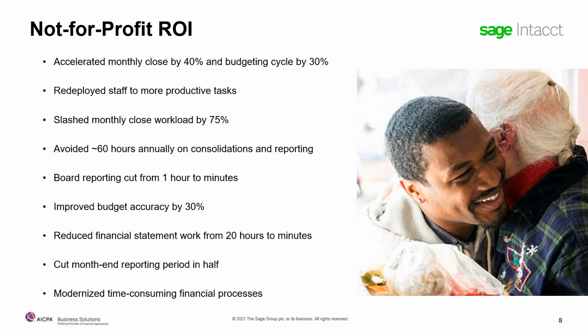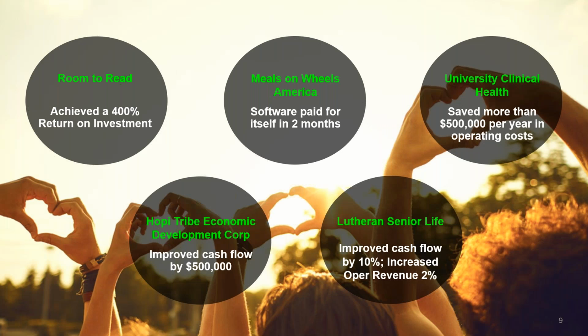75%, and you can avoid about 60 hours of manual work consolidating information and reporting it that you might be doing on Excel today. And the board reporting is cut from 1 hour to a few minutes, as all the reports are available. Improved budget accuracy, because budgeting is part of the application. You can reduce the financial statement work from 20 hours to minutes, cut month-end reporting in half, as we talked about. And the application is cloud-based, so it modernizes your time-consuming financial process.